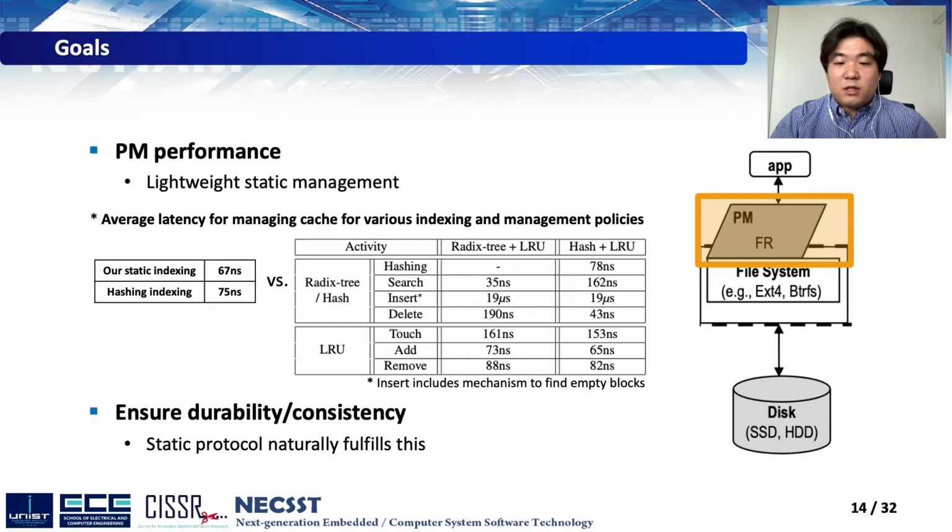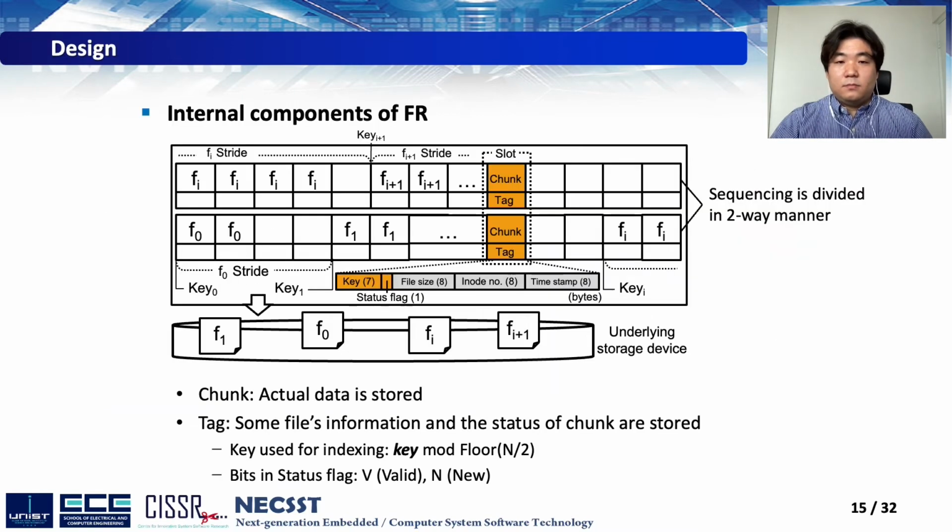Finally, durability and consistency should be ensured. The static management we provide naturally fulfills this. Design of FR. This figure shows the internal components of FR. FR is implemented as a continuous combination of chunk and tag. A chunk is a place where actual data is stored, and a tag is a place where some file information and the status of the chunk are stored.